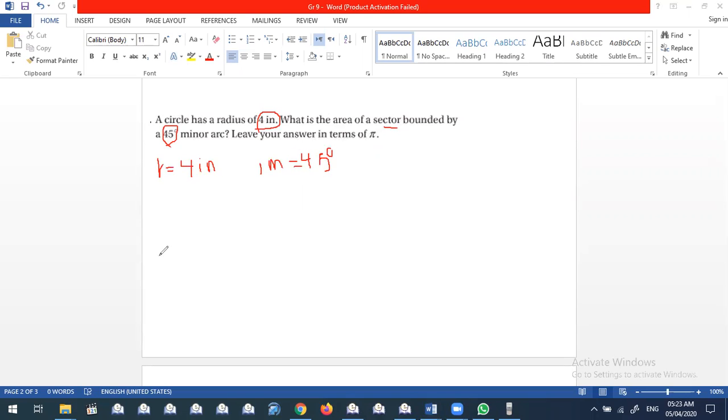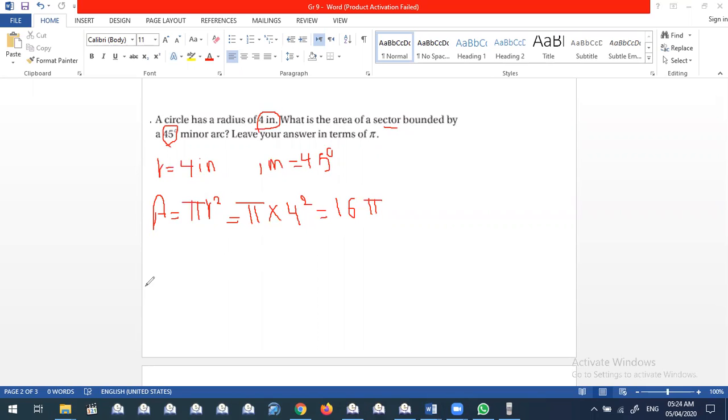Step number 1, we are going to find the area of the circle. Area of circle equals pi r squared, equals pi times r, which is 4 to the power of 2. 4 to the power of 2 is 16, and write pi.